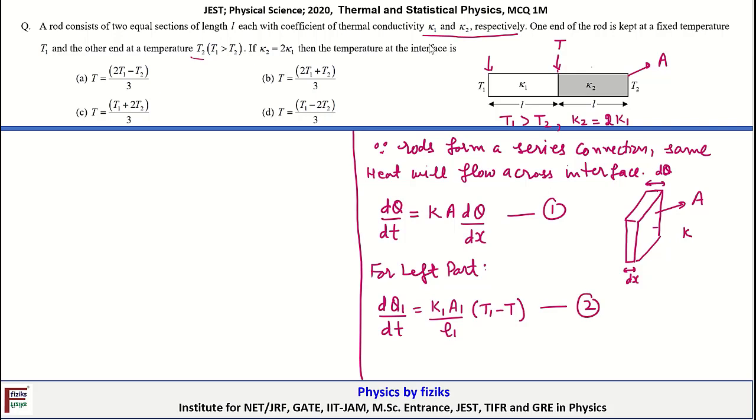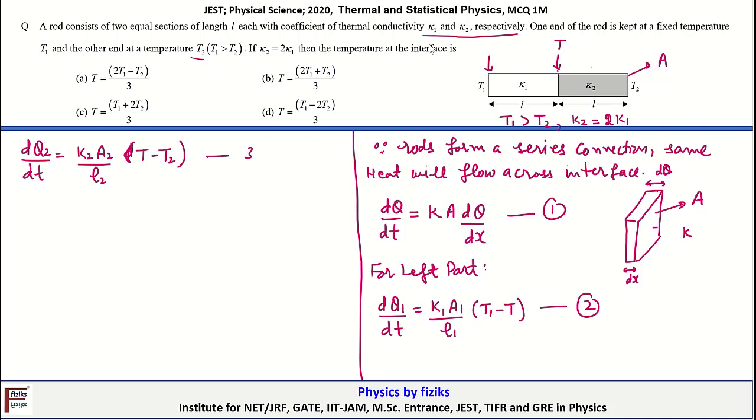So let's call this equation 2. Similarly, we can write the identical equation for the right part of the rod. So the heat current dQ2/dt is equal to the coefficient of thermal conductivity for the rod, the cross section area, and then the thickness of the rod, which is L2, and then d theta. What does d theta mean here? Because T is going to be larger than T2, so T minus T2. This is d theta basically.